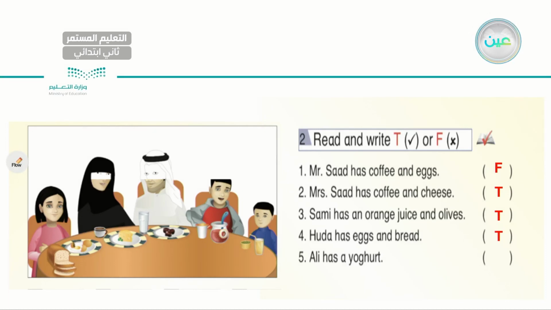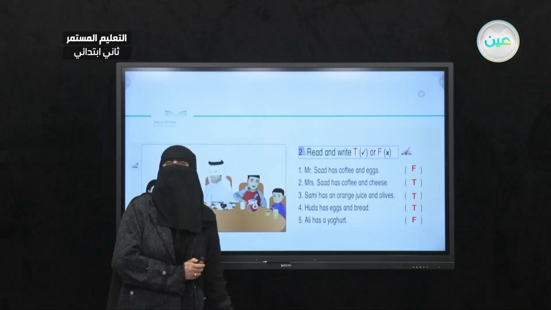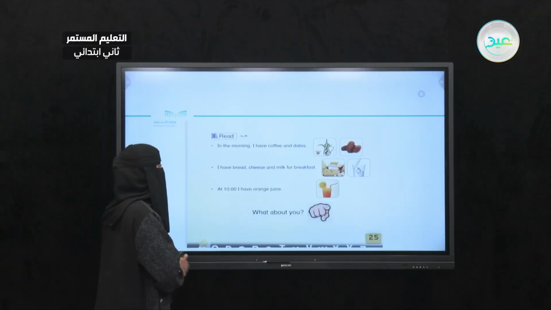Number 5, Ali has yogurt. The answer is false, because what I can see is he has a jar of jam. The sentence is false. Make sure you are writing the correct answers in your book.